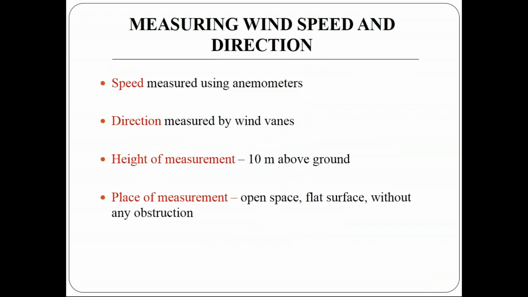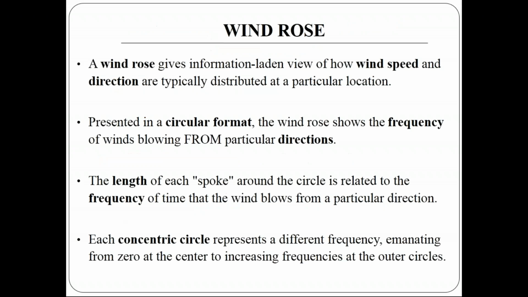So now we'll discuss the wind: how we can measure the wind, and how we can make the wind rose diagram. For measuring the wind, you can use the wind vane, and also anemometers are there. Speed can be measured using an anemometer. Direction can be measured by a wind vane, and the height of measurement is a minimum of 10 meters from the ground or from the surface. For that purpose, we have to put our anemometer overhead of a building, where some open space and a flat surface should be there, and there should be no obstruction.